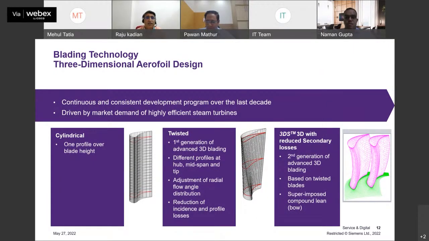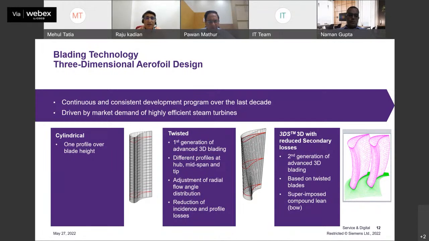Now coming to the development of the blades, which are used in the HP, MP, and middle part of turbines. There is a continuous and consistent development program over the last decade. This is with the help of CFD analysis.